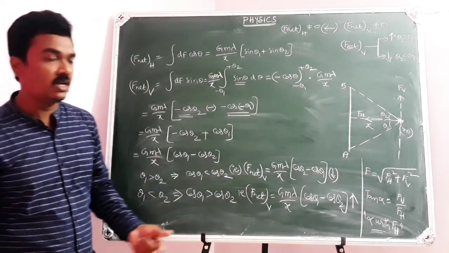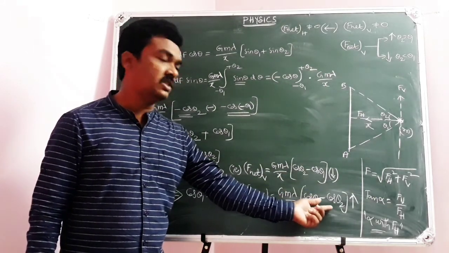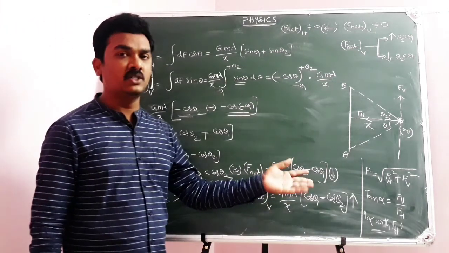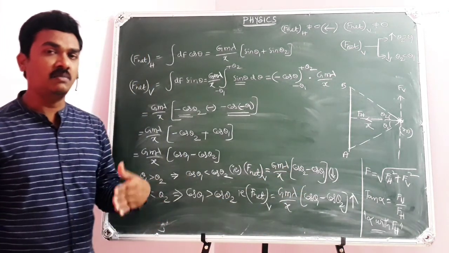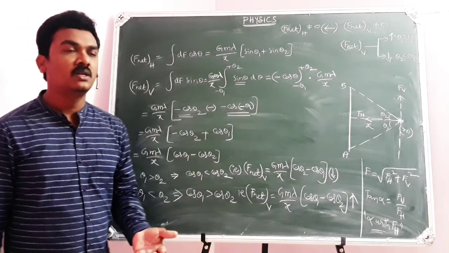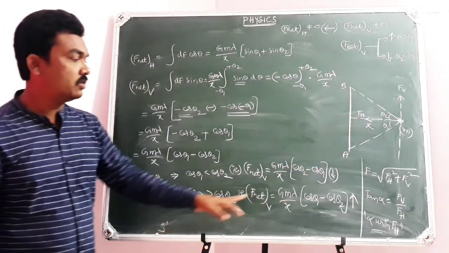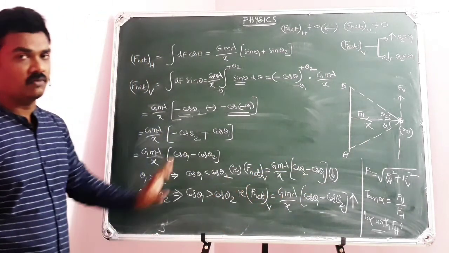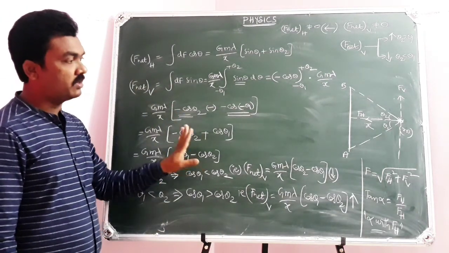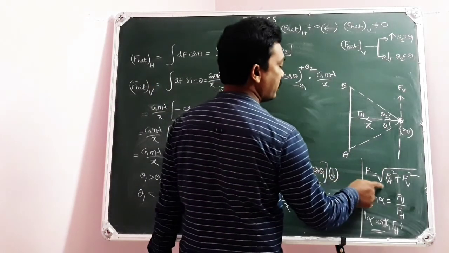Why am I saying difference? Because it can be either cos theta 2 minus cos theta 1 or cos theta 1 minus cos theta 2 based on the given condition. So that's simply difference. A difference B means it can be either A minus B or B minus A. We go for greater minus smaller. That's why I'm reading it as cos theta 1 difference cos theta 2 into Gm lambda by x is the vertical force. These are the conclusions that you need to remember. And finally, the net force is root of Fh square plus Fv square.